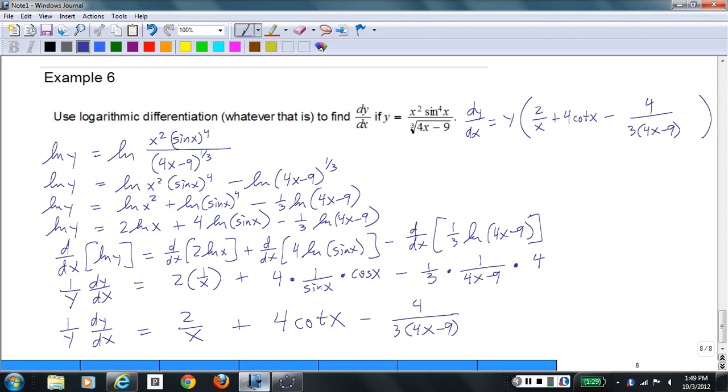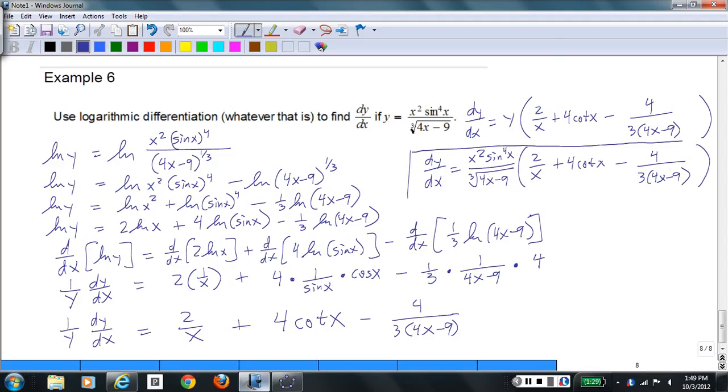So one more step. Pick up the y and replace it with x squared sine to the fourth x over the cube root of 4x minus 9. So dy/dx equals x squared sine to the fourth x over the cube root of 4x minus 9 times 2 over x plus 4 cotangent x minus 4 over 3 times the quantity 4x minus 9. Looks like this.